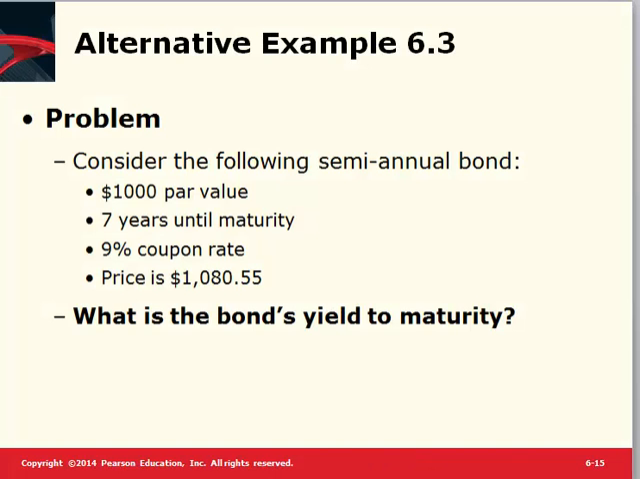So again, here's a semi-annual bond. It's $1,000 par value, 7 years to maturity, has a 9% coupon rate, and the price is $1,080. What's the yield to maturity on this particular bond? So let's go and do that example, right?